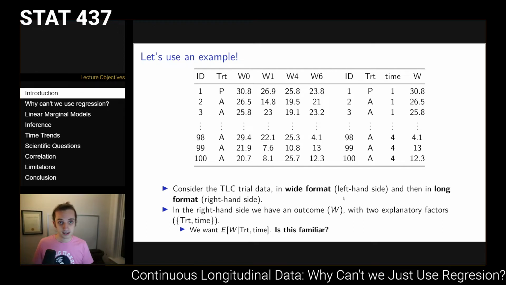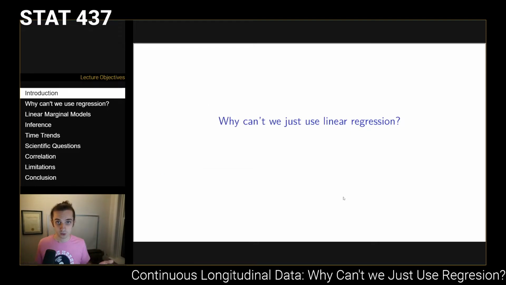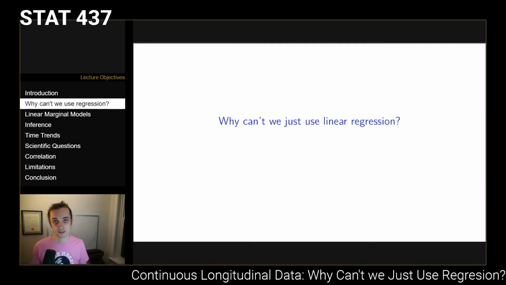Now, given what we've been talking about in this course so far, it's natural to ask, could we use linear regression? Why can't we use linear regression, right? We have a continuous outcome and we have two explanatory factors. That seems like a very natural fit for using linear regression. So what is the problem with doing this?